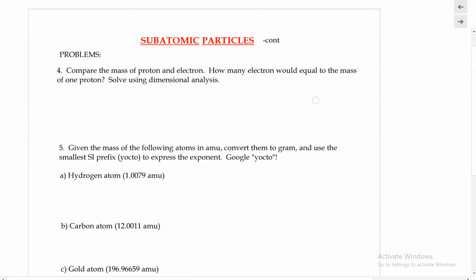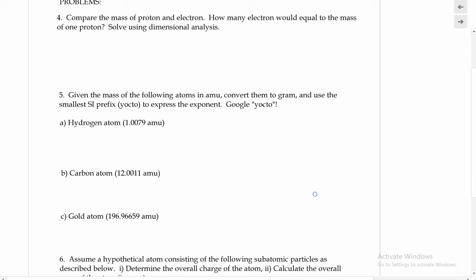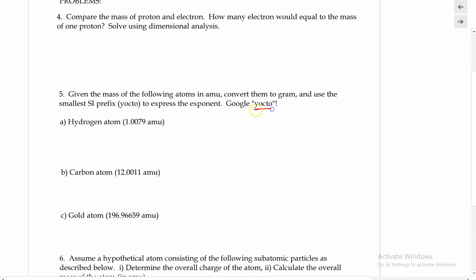So please try some of this practice problem right here and learn of this new unit right here, yocto. And so this is a new SI prefix that we are learning in this. So please figure out what a yocto is.